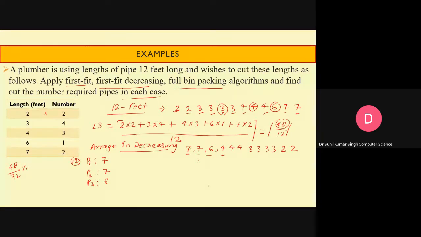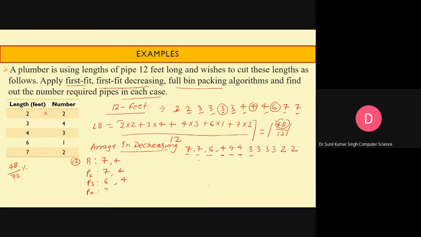Now next is 4. Required is 4. Here you can check in pipe 1. Remaining is 5, so 4 can be accommodated here. Now the next 4 can be accommodated here, because available is 6 and required is 4. Now look at the 3. It cannot be accommodated here because 1 foot is available here, 1 foot here, and 2 feet here. So it will go into another pipe.